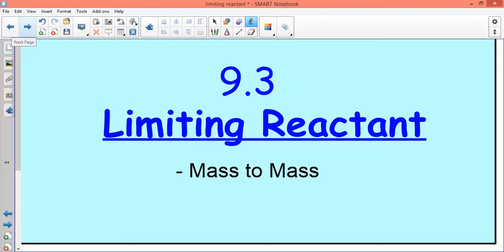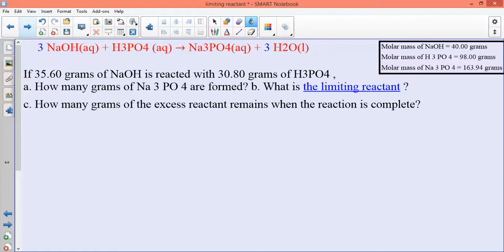9.3 Limiting reactant mass-to-mass problems. The problem is, given the equation 3 moles of sodium hydroxide react with 1 mole of phosphoric acid, 1 mole of sodium phosphate and 3 moles of water are produced.